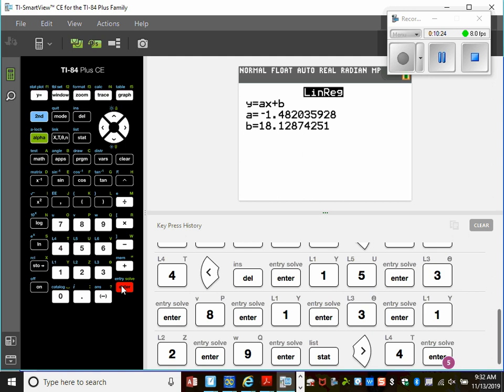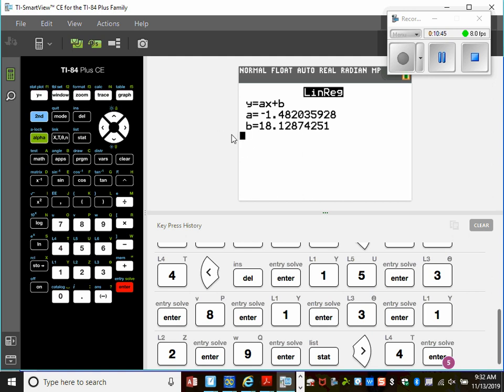Okay, once you press enter that last time, just keep pressing enter until you see these numbers. Okay, see how it says y equals ax plus b? And then they tell you A and they tell you B. So what did we say A represents again? M, your slope, and this is your y-intercept.